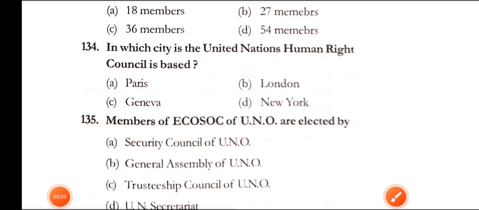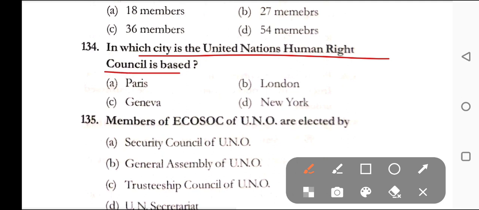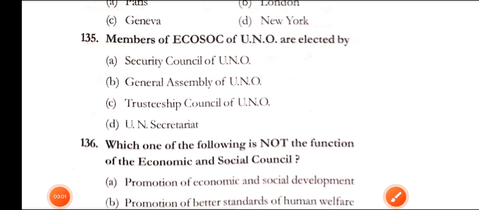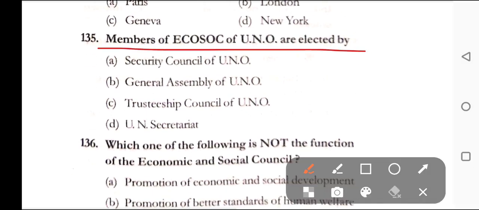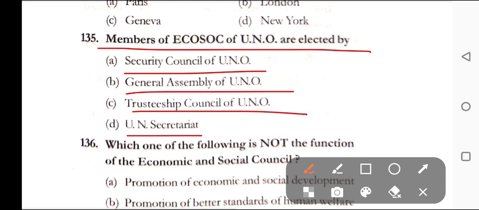Question number 134. In which city is the United Nations Human Rights Council based? Paris, London, Geneva, New York. The correct answer is option C, that is Geneva. Question number 135. Members of the ECOSOC of UNO are elected by the Security Council of the UNO, General Assembly of the UNO, Trusteeship Council of UNO, UN Secretariat. Here the correct answer is option B, the General Assembly of the UNO.